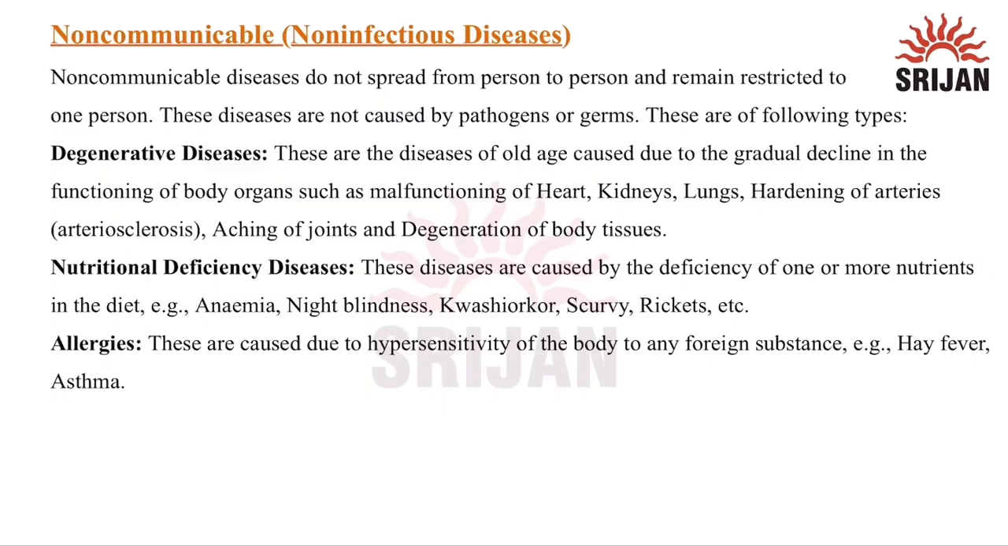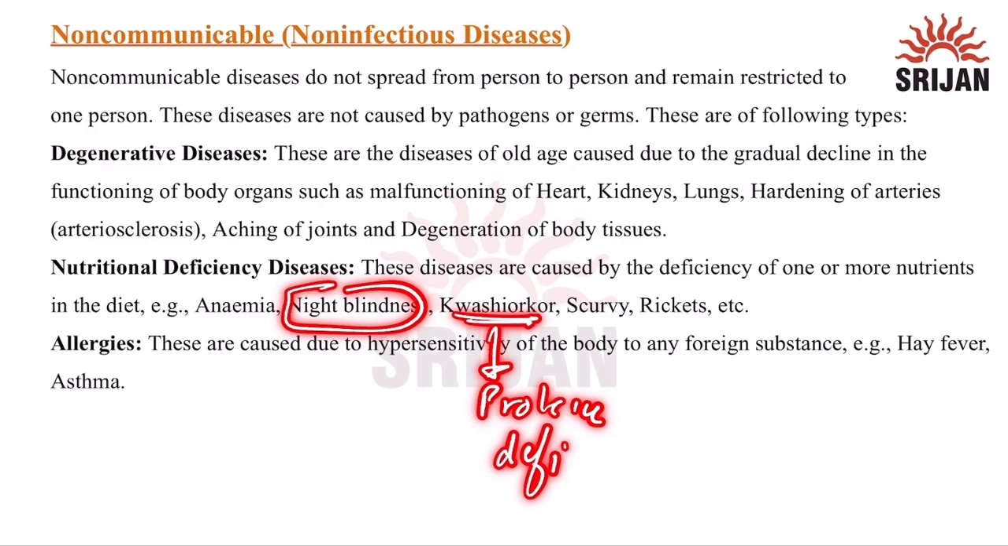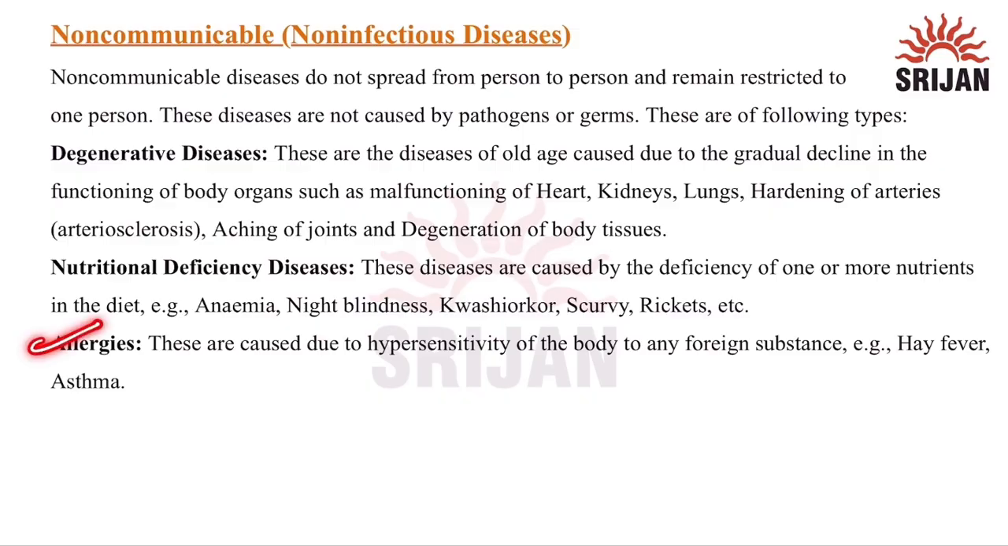It can be a nutritional deficiency disease, where there's deficiency of one or more nutrients or vitamins in the diet, like anemia. Anemia is of many types, and I'm not getting into the details of it. Night blindness, kwashiorkor, which is basically protein deficiency. Scurvy, which is vitamin C deficiency. Rickets, etc. Then is allergy.